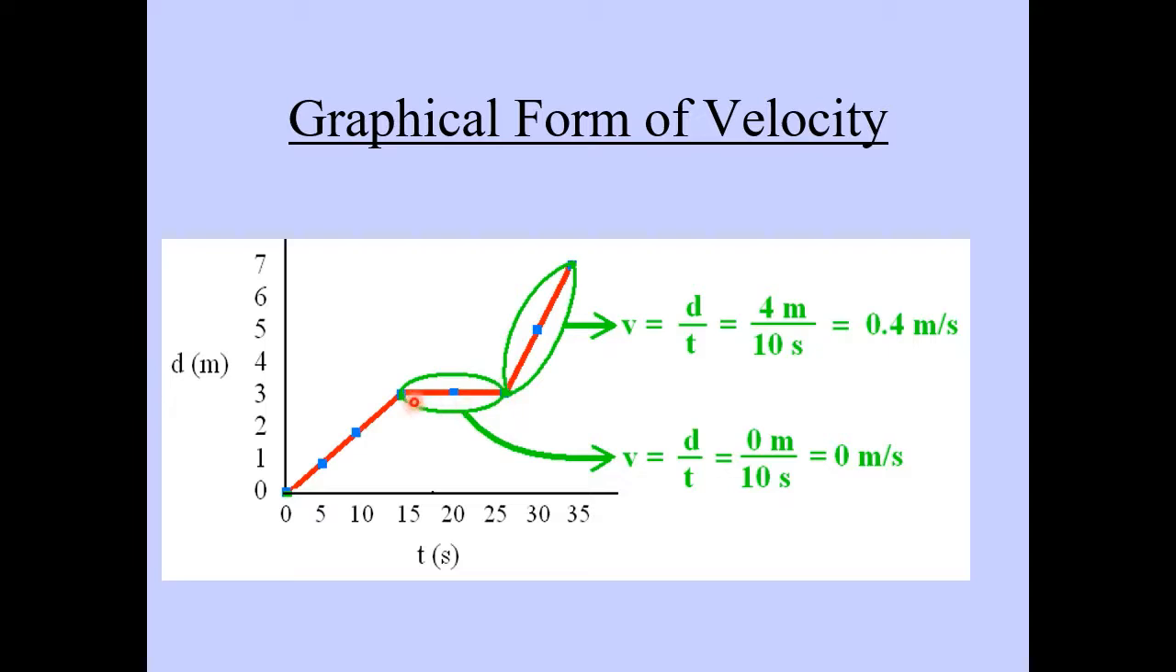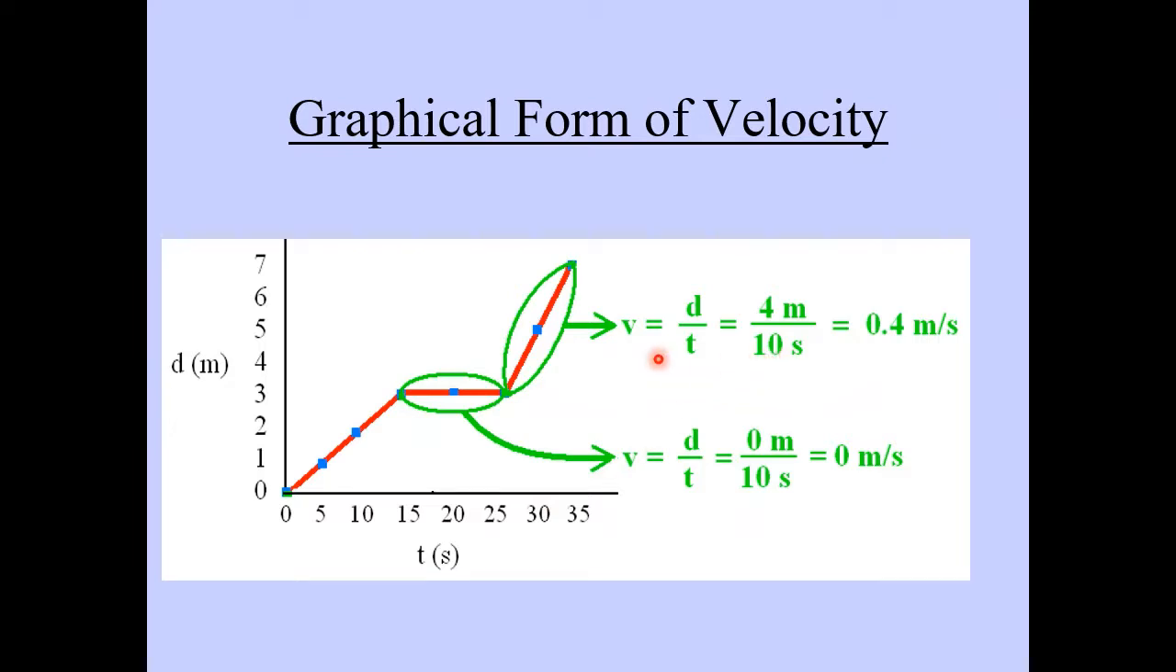Now how did I get that? Well, she started at 3 meters right here, and she moved to 7 meters here. So 7 minus 3 is 4 meters. That was the total distance traveled. And then the time, we also have to be careful there. The time here is not 35 seconds. The time is 10 seconds because we're starting here at 25 seconds and ending here at 35 seconds. That is a total time of 10 seconds.